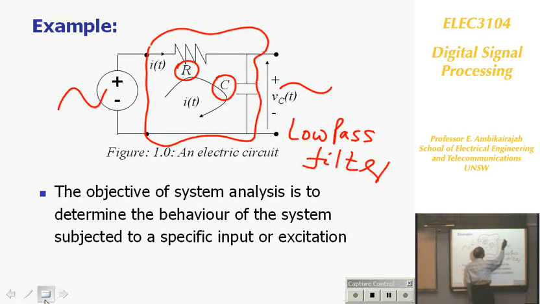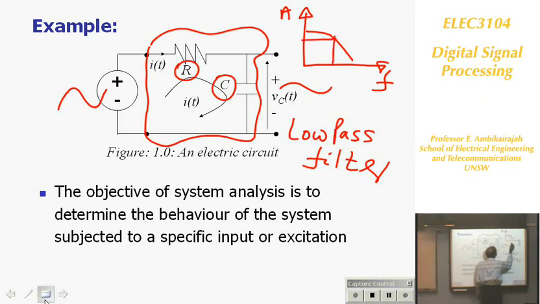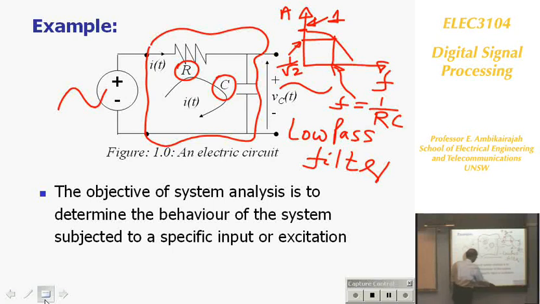If you look at the frequency response of the low-pass filter, frequency against amplitude, it looks like this, a low-pass filter. And the cutoff frequency, 3 dB cutoff frequency, will be somewhere here, where f equals 1 over RC. That's your cutoff frequency. If you take this at 1, this will be at 1 over root 2. I'm sure you've come across this before. So just to show you a simple system with a signal input and output.